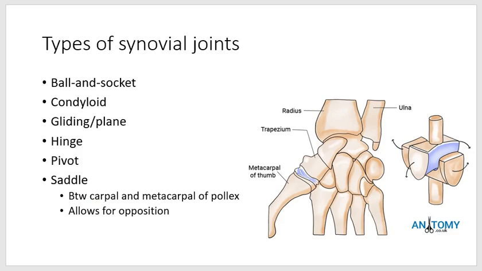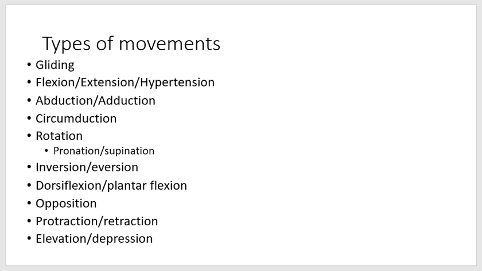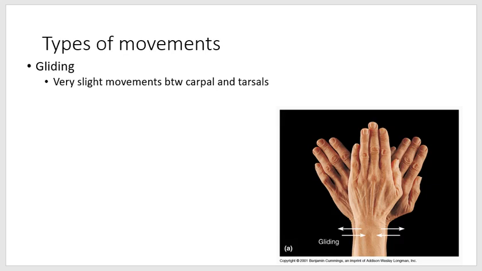So as we've been talking about these, I've been kind of saying some of the movements that they do. We got a bunch of different types of movements: gliding, flexion, extension, hyperextension, abduction, adduction, circumduction, rotation. And we're going to be kind of running through these. So gliding, again, like the movements between the carpals and tarsals, it's pretty slight, but you can move your wrist in a bunch of different directions.